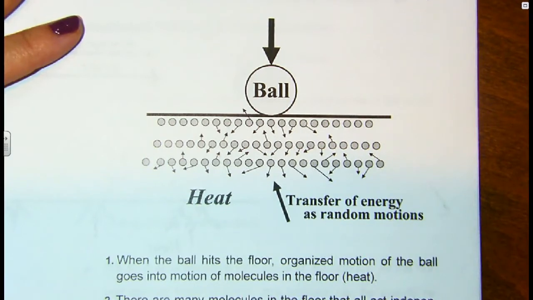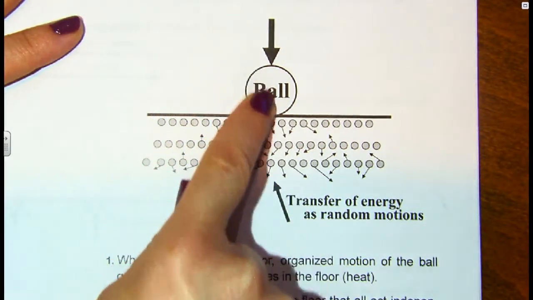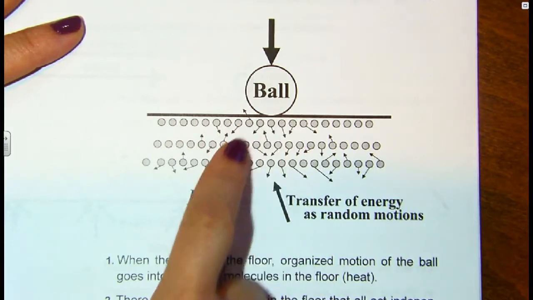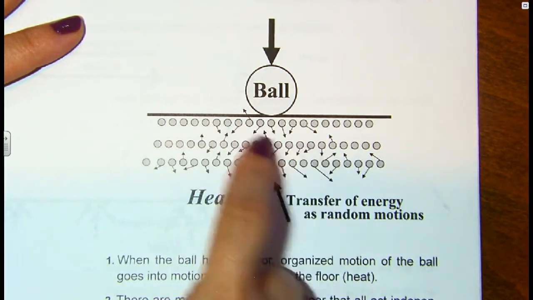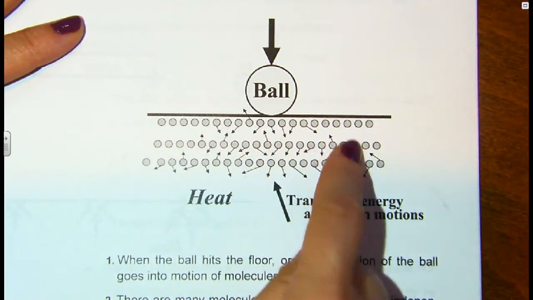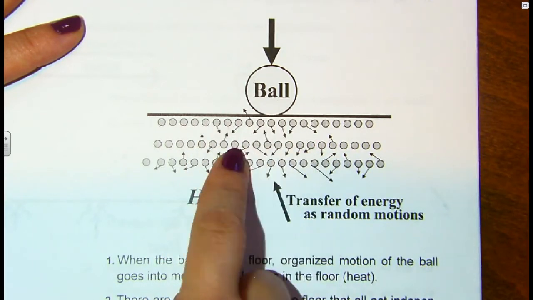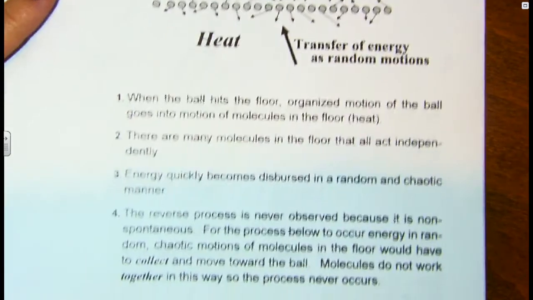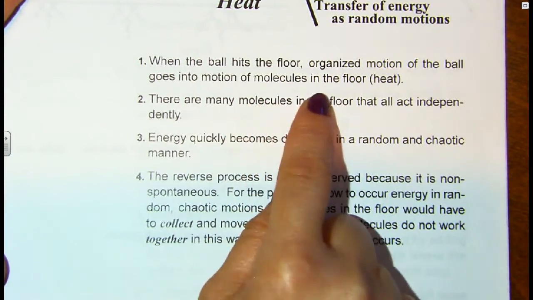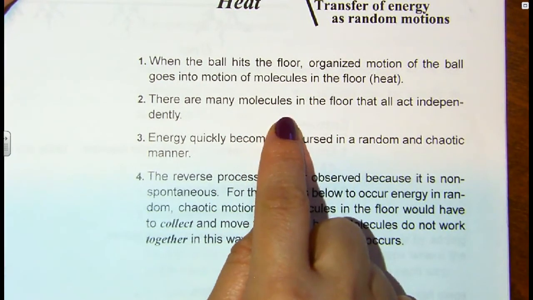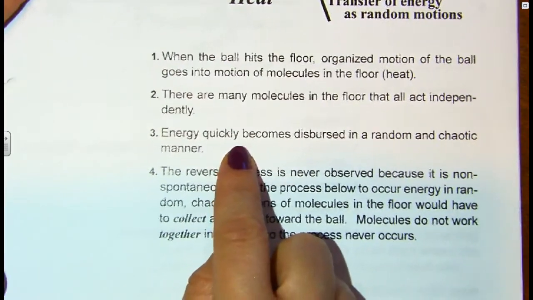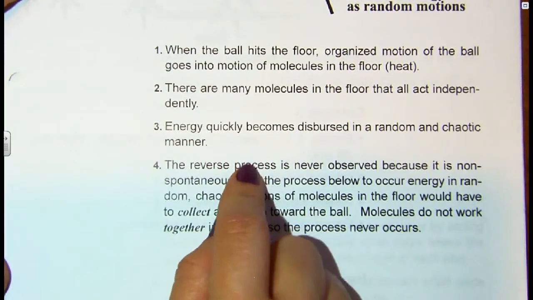So this diagram is showing us that at the point at which the ball hits the floor, some of the energy is transferred from the ball into the particles in the floor in the form of heat. And you'll notice it creates a little bit more of a disorganized feel in the particles in the floor. When the ball hits the floor, organized motion of the ball goes into the motion of the molecules in the floor. There are many molecules in the floor that all act independently. Energy quickly becomes dispersed in a random and chaotic manner.